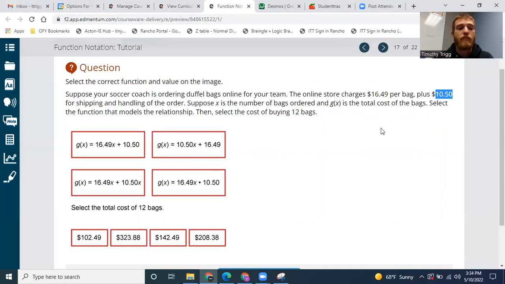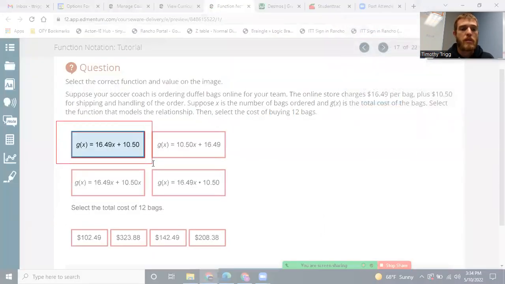And then there's a $10.50 shipping and handling. So the $10.50 doesn't go up or down, right? In other words, that's a constant. Whether you buy 2 bags or 20 bags, the $10.50 doesn't change. The shipping price doesn't change. So that's going to be our constant. So that's going to be this one here. Notice the function is g of x, or in other words, the cost, is going to be $16.49 times the number of bags plus the constant, $10.50.